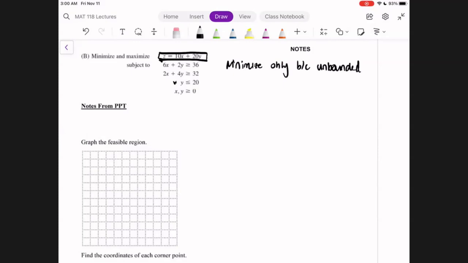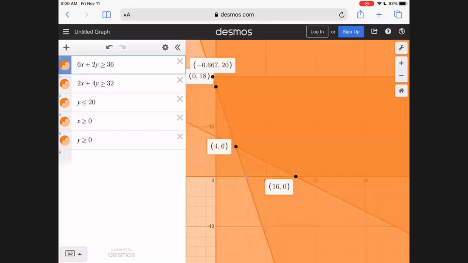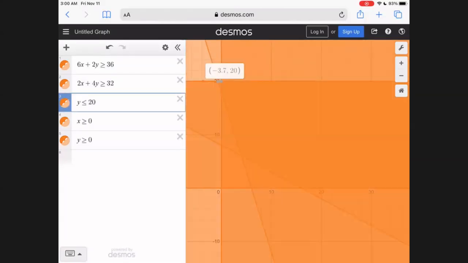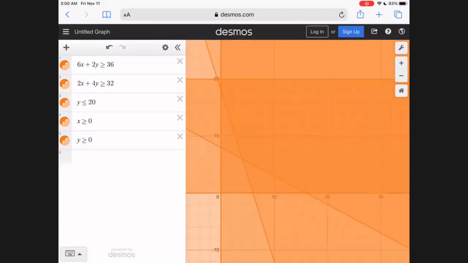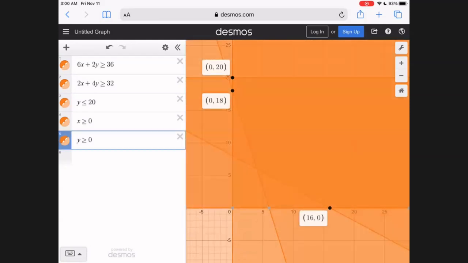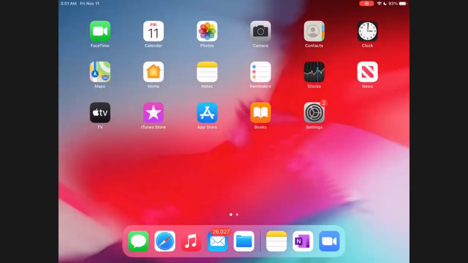So let me go back. I forgot to take a picture of my graph. Okay, so let me do that real quick. Let me relabel my corner points. Just clicking on them, no, not that one. One second. And since I know it's unbounded, I only have a minimum.